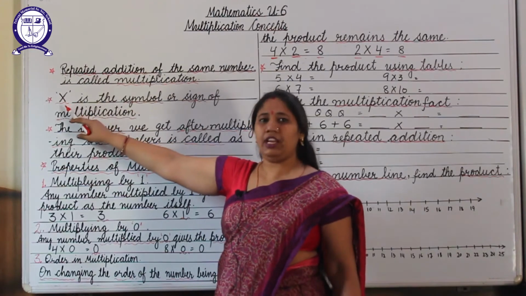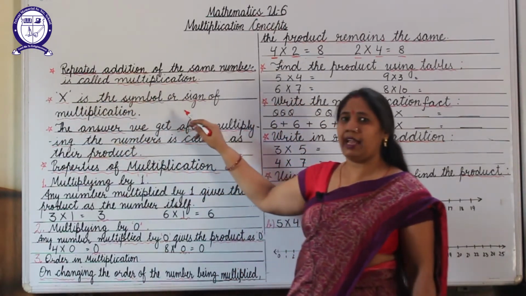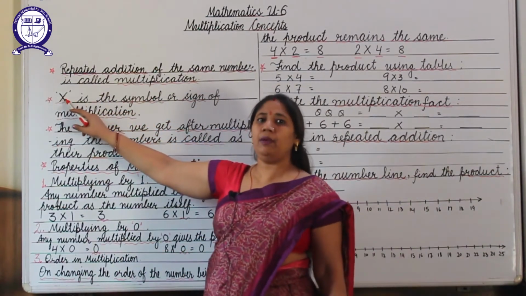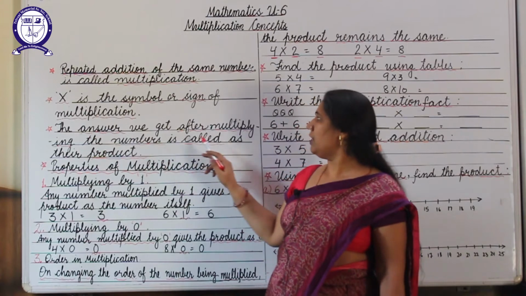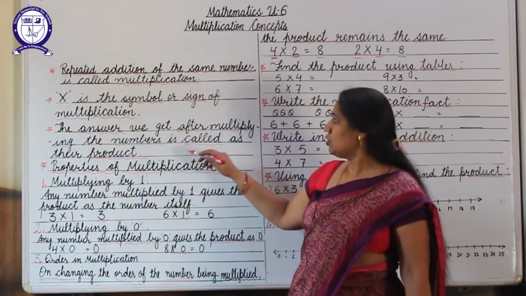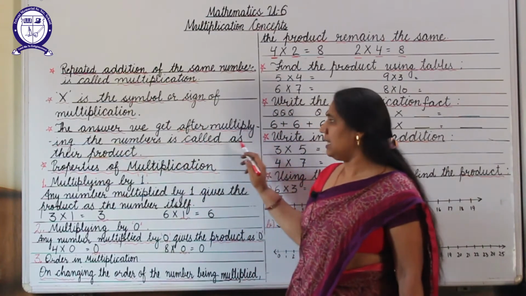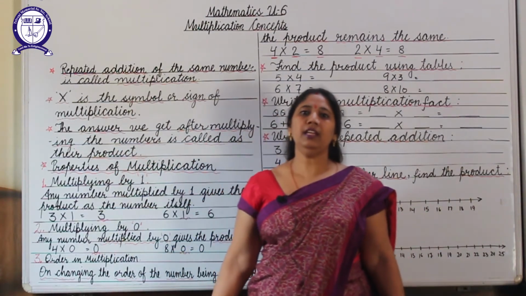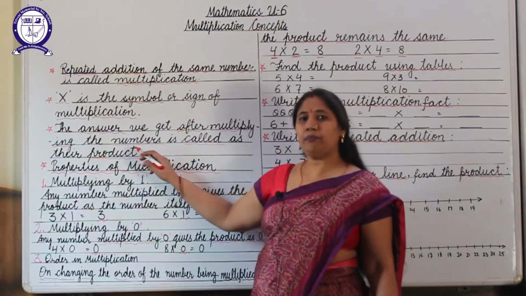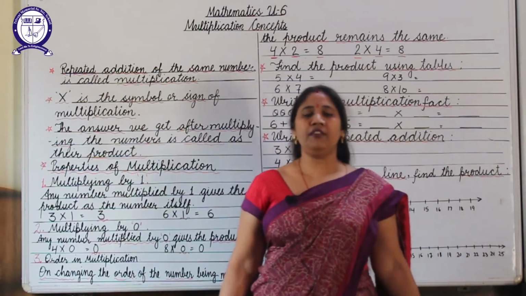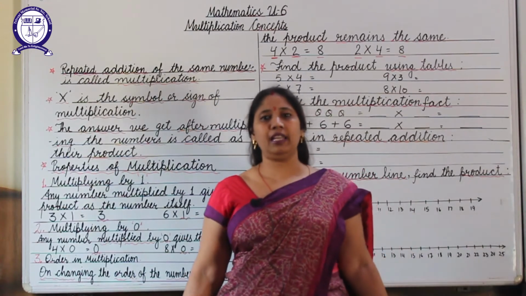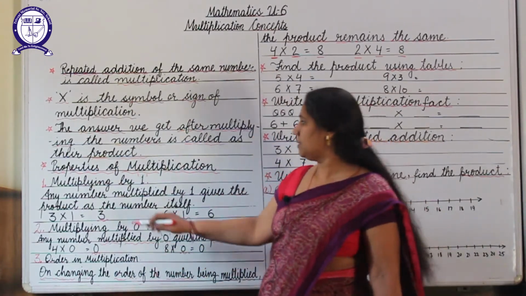Cross is the sign or symbol of multiplication. The answer we get after we multiply 2 numbers or 3 numbers is called their product. So when we multiply the numbers, their answer is called the product. If we are asked to find the product, then what will we do? We multiply the numbers.